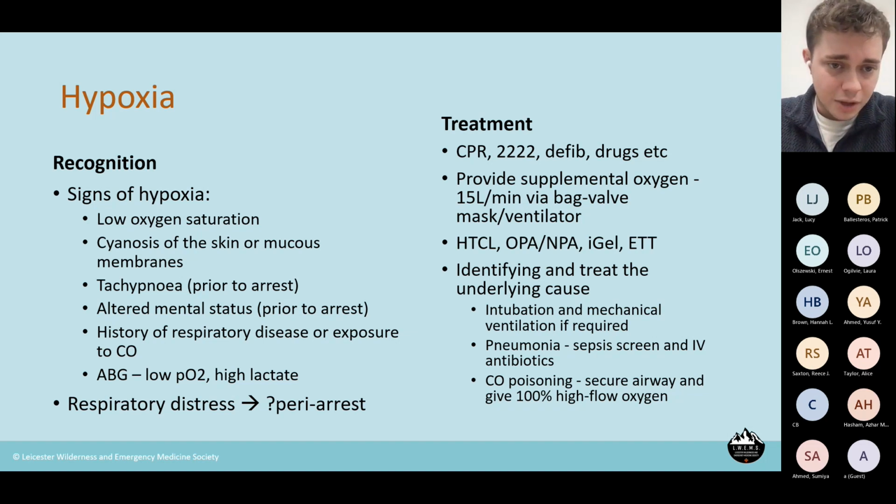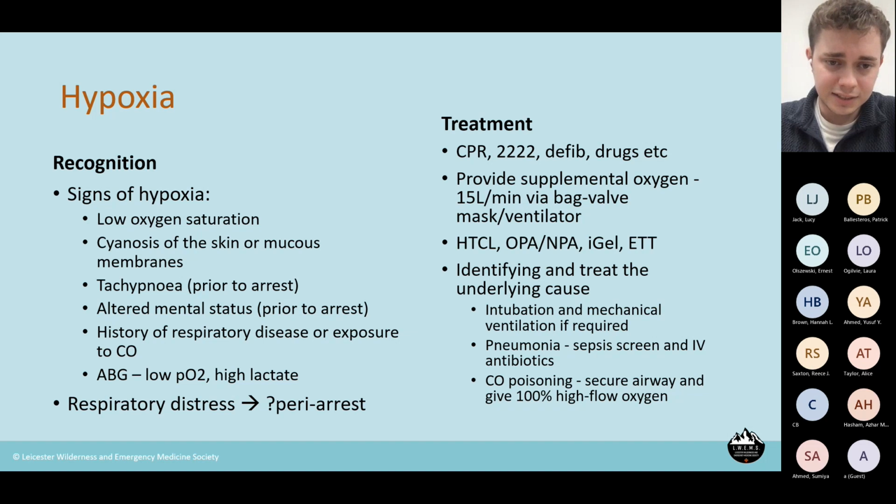And in terms of treatment, obviously we all know our CPR: you call 222, get a defibrillator, give them the ACLS drugs. But aside from that, where you're suspecting a hypoxic cause of the cardiac arrest, you want to provide some supplemental oxygen. So 15 litres via a non-rebreathe if they are breathing for themselves, or in this case, a bag valve mask or over a ventilator.